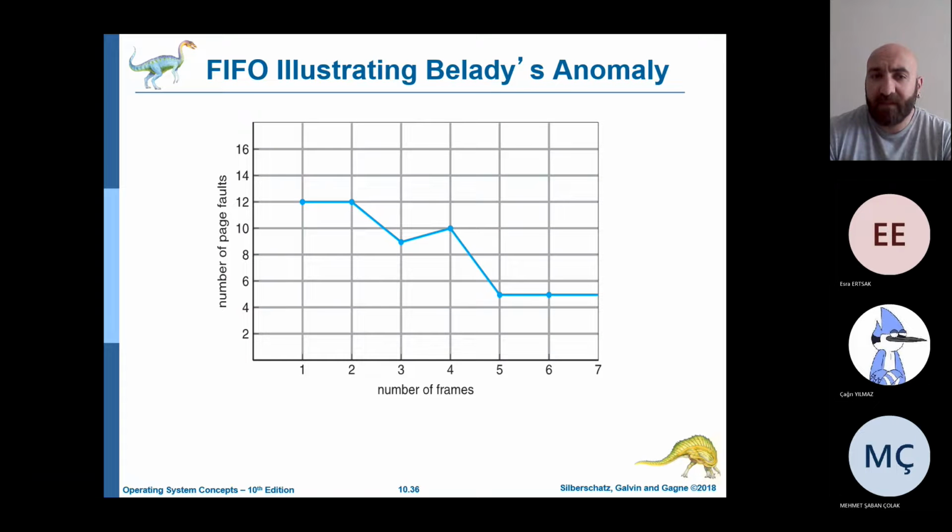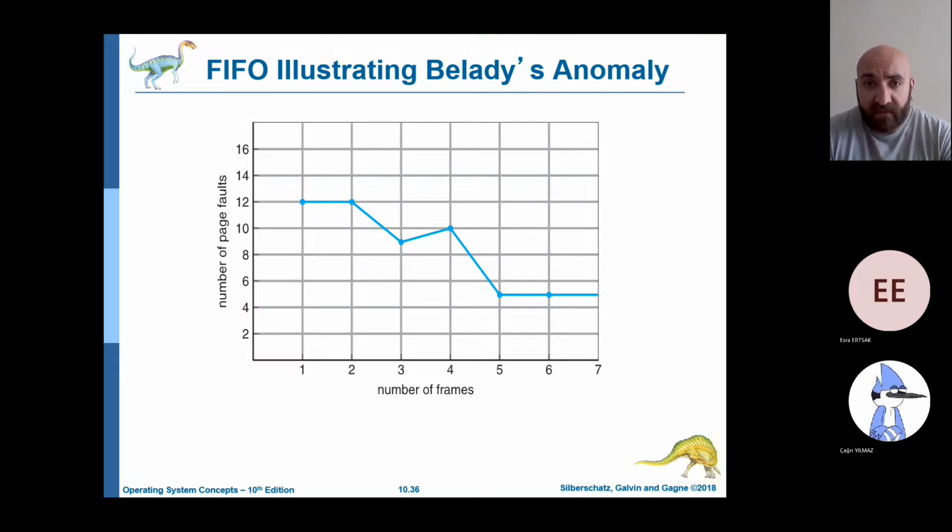Also, we have another problem here. This figure shows the curve of page faults for this reference string versus the number of available frames. Notice that the number of faults for 4 frames is 10, which is greater than the number of faults for 3 frames, which is 9. This unexpected result is known as Belady's anomaly. For some page replacement algorithms, the page fault rate may increase as the number of allocated frames increases.